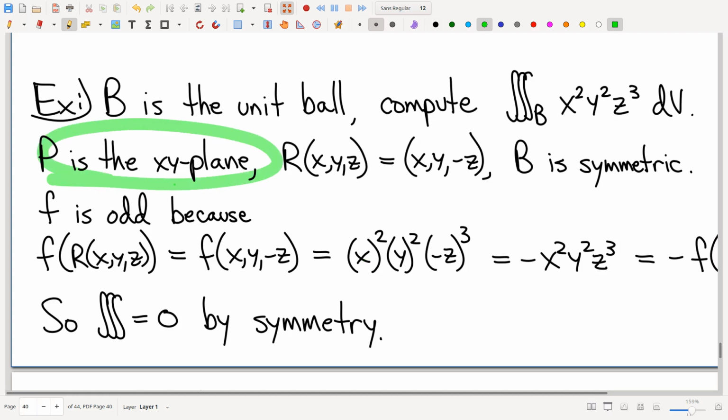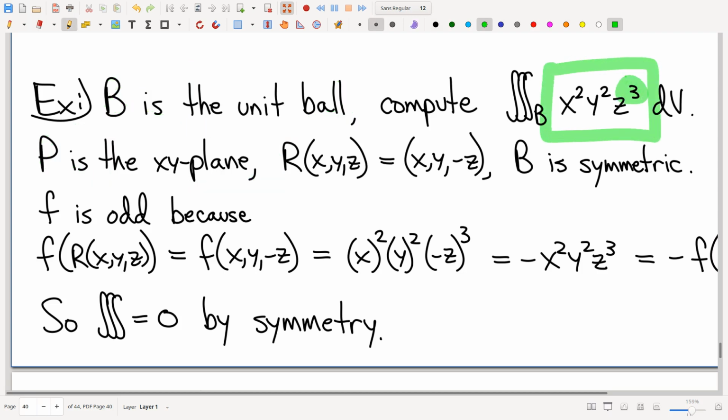How did I know to do my symmetry argument through the xy plane? Pretty good question, right? After all, the unit ball, it has tons of planes of symmetry. Infinitely many, any plane containing the origin is a plane of symmetry of that domain, right? So why did I choose the xy plane? So the reason why is because I was looking at this integrand and I saw this 3, right? And I thought, odd number, odd exponent, right? That's where symmetry awesomeness comes from, is odd exponents, right, among polynomials.